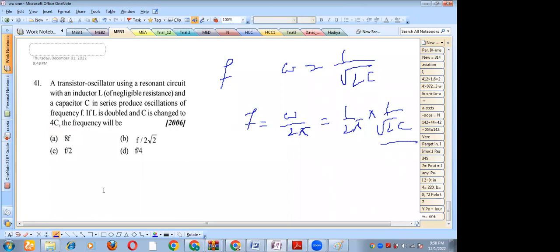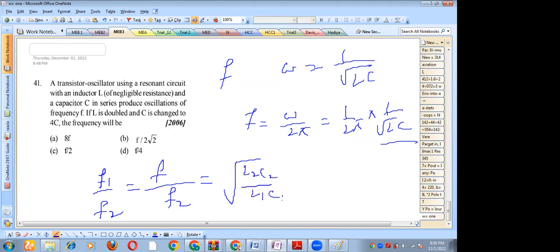So basically what we have to do, we have to write F1 by F2. F1 is given as F. F2 we have to calculate, and that will be equal to under root L2 C2 by L1 C1. Now you can easily find out, put the values and tell me the answer.